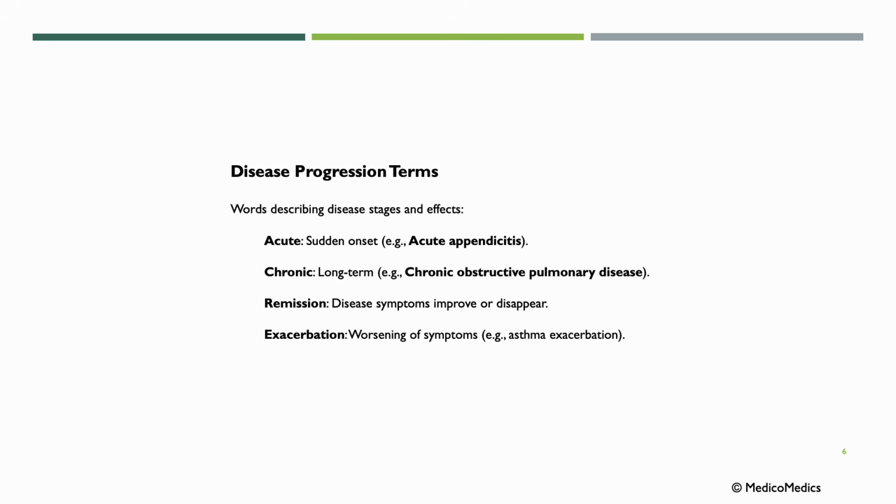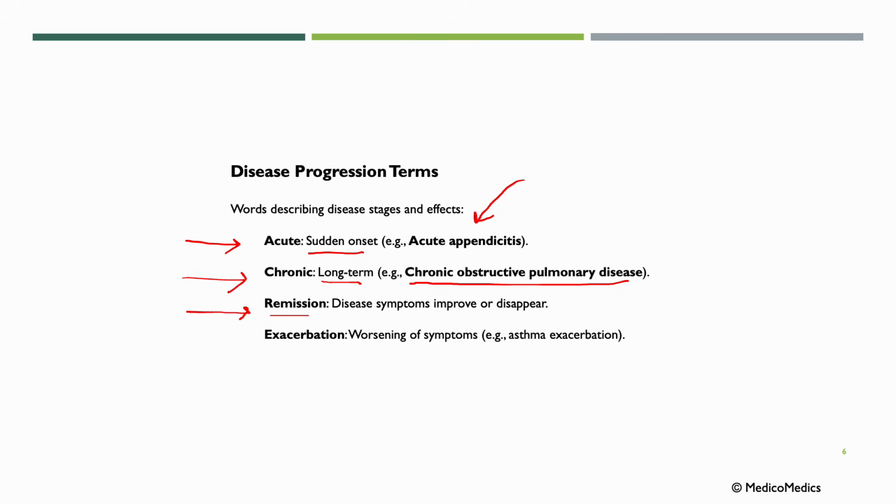Now, what about disease progression terms? So words describing disease stages and effects include acute, meaning sudden onset. So if we say acute appendicitis, it's an acute, meaning sudden onset inflammation of the appendix, acute appendicitis. Chronic means long-term. So, for example, COPD, chronic obstructive pulmonary disease.